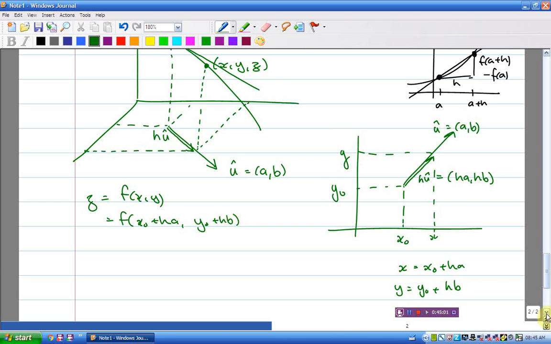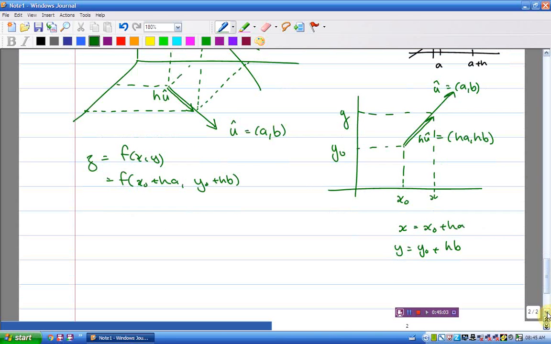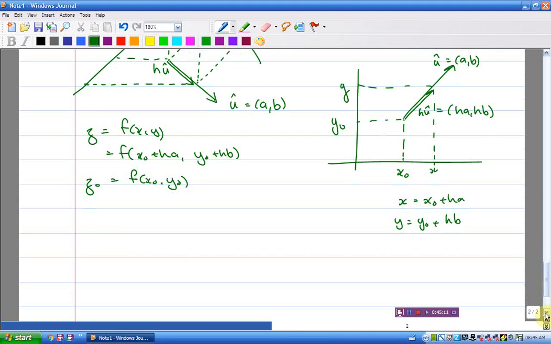Sorry, I can see I've reached the end of the period, but I think basically that's it, really. After that, we just want to plug into a typical slope formula. We want the limit as h tends to 0 of delta z over h, which is the limit as h tends to 0 of z minus z naught over h.